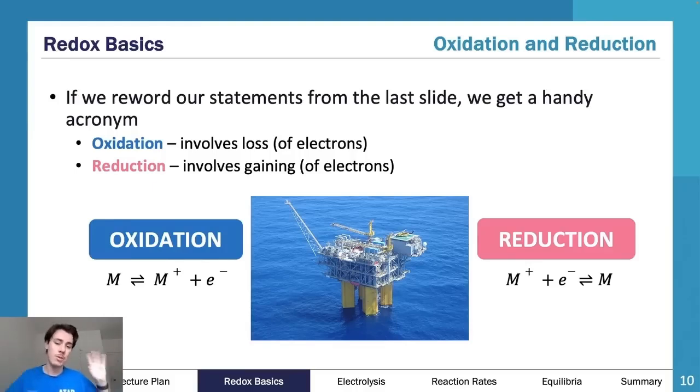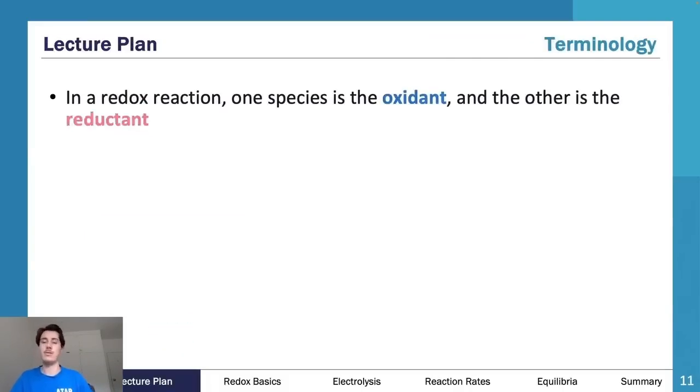It's good to know your basic structure of half equations. So I use M as like molecule. Molecule goes to molecule ion plus electron, and that gives you oxidation. Whereas reduction is the opposite. You get your molecule ion plus your electron goes to your molecule. So OIL RIG is your acronym.